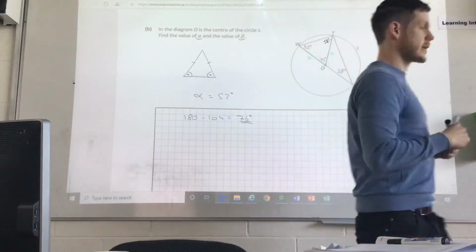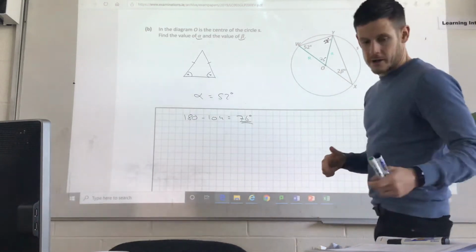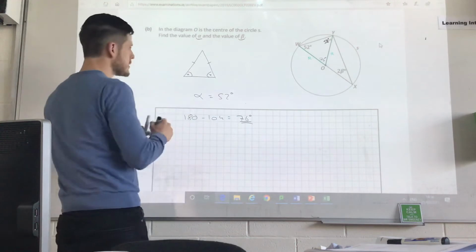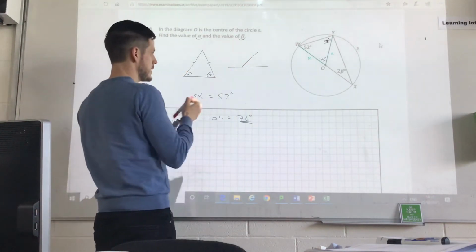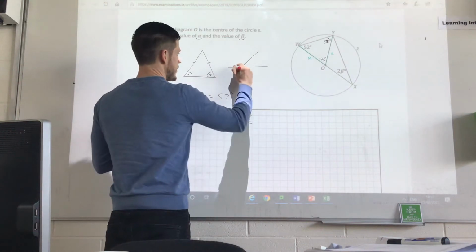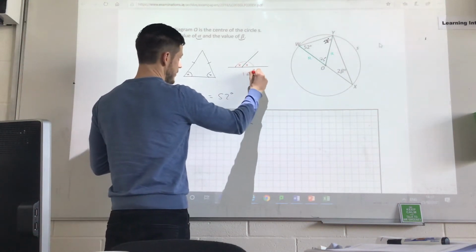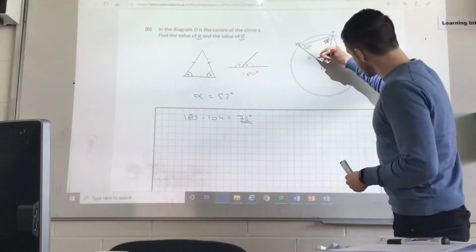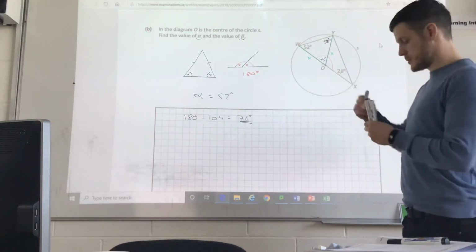And then I can start working on some of the other angles. Well, if you look here, angles on a straight line add up to 180 degrees. So even if you might not remember, if I've got a straight line like that, this angle here and this angle here must add up to 180 degrees. So 76 and this missing angle here must make 180. So this must be 104.